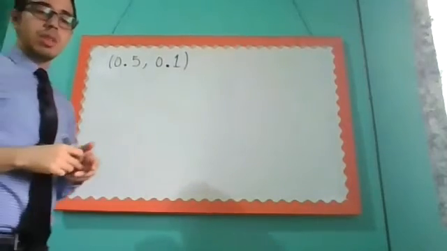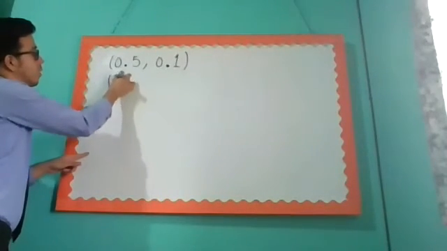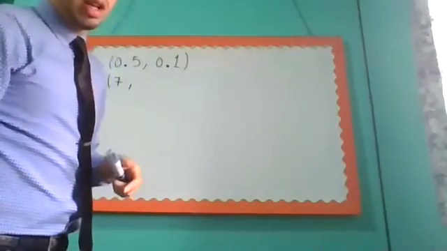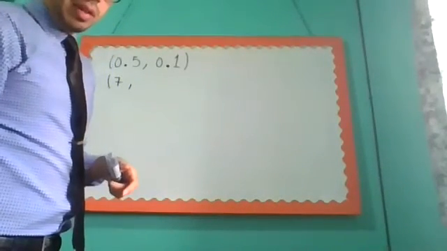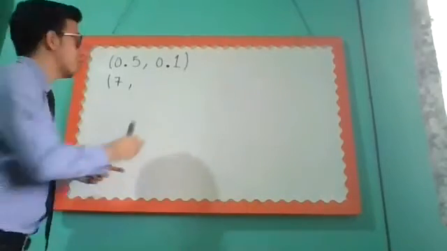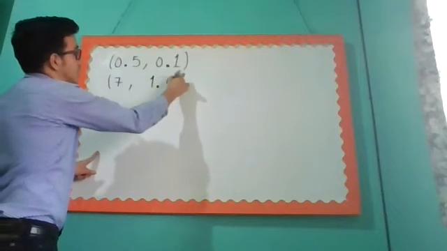What is the second point? In the second point, you have 7 for the x, and you have the mixed fraction 1 and 2/5. 2/5 is 0.4, and you copy the whole number, that is 1, so you have 1.4.